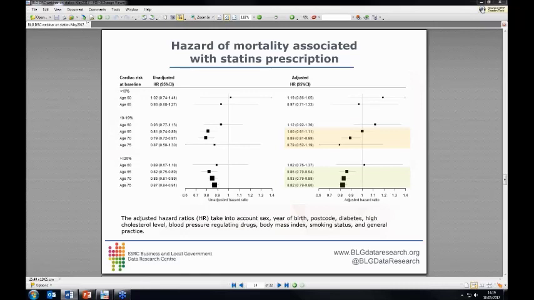The hazard of mortality was reduced by 14 to 18% in these patients. There were no interactions found with statin prescription. This means that the potential survival benefit associated with statin prescription was experienced the same for various subgroups of patients, such as for men and women.